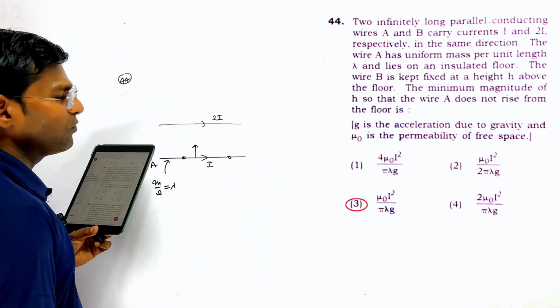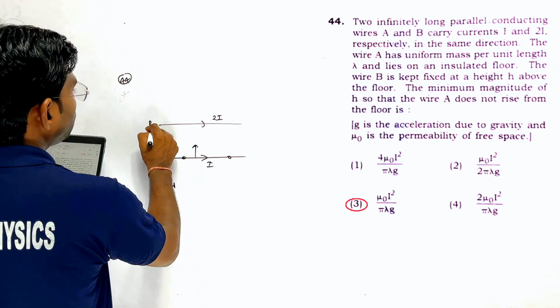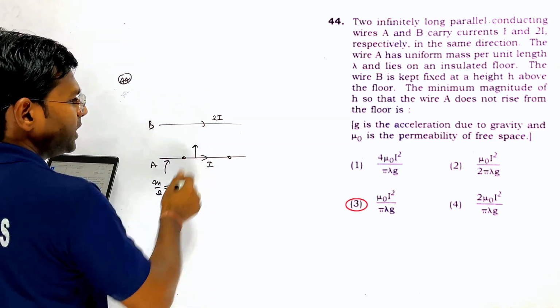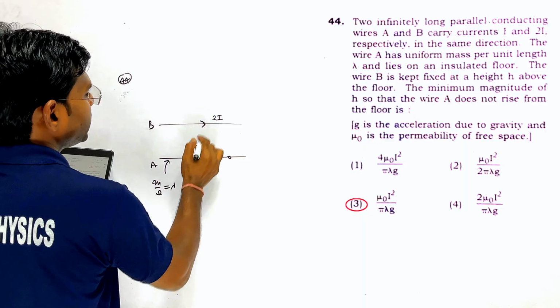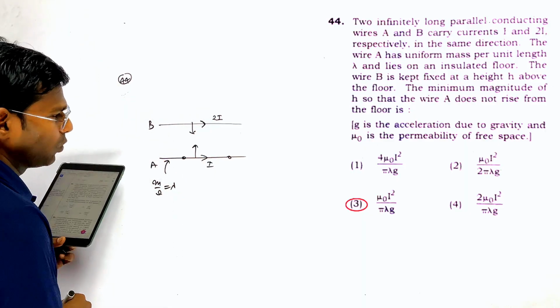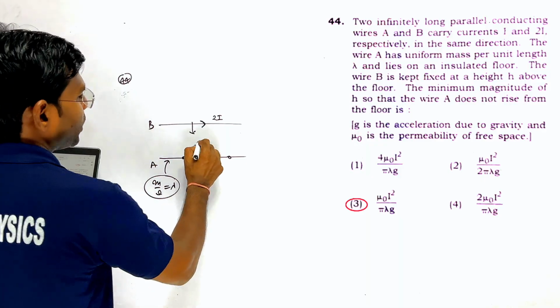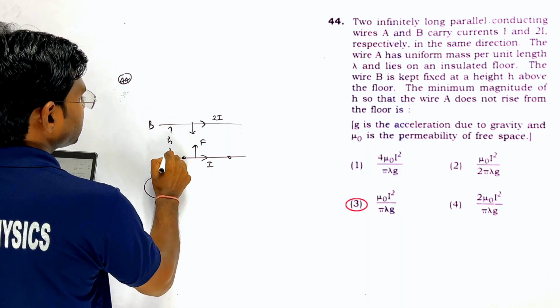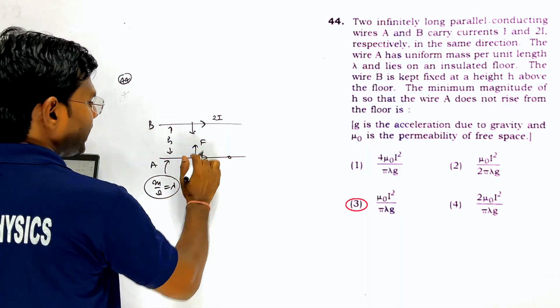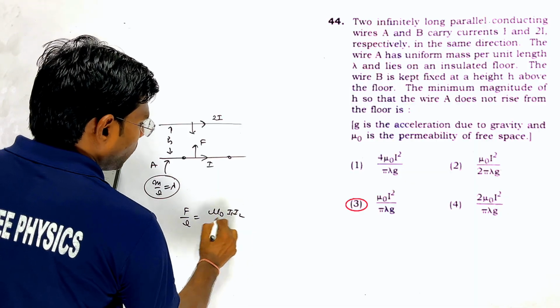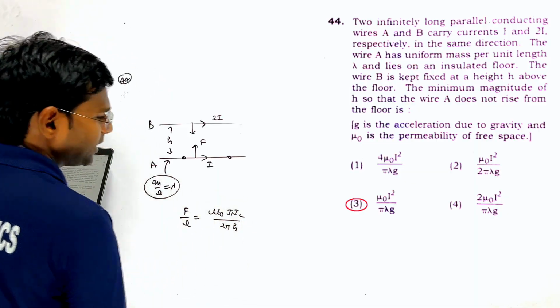So read this question number 44. There are two wires A and B having the current I and 2I in the same direction. If the current is flowing in the same direction, there will be an attractive force. The mass per unit length lambda of this wire is given, and the distance between them is the height. So the attractive force per unit length is nothing but mu naught I1 I2 upon 2 pi d, right? Here d is the h.